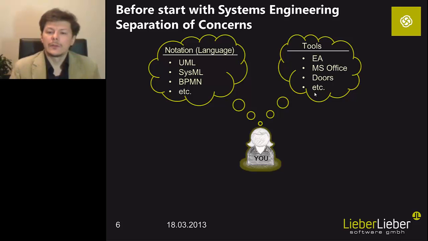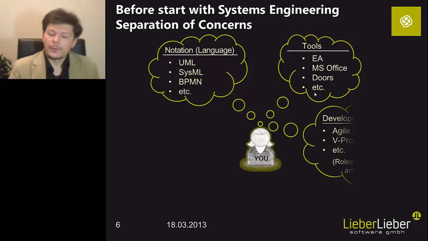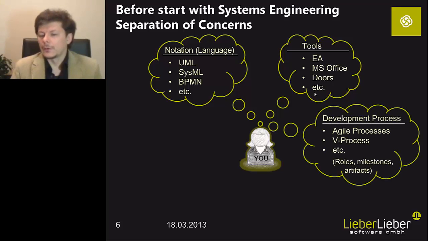Of course, you already have tools, and now you need a new tool for model-based system engineering. Maybe you design systems using Microsoft Office, but tools like Enterprise Architect definitely provide some advantages. Of course, you also need to know what process you will use: Agile process, V process, or something else.